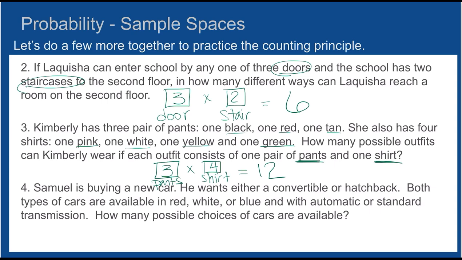Now these first 2 that we've done, we're only looking at 2 categories, right? Doors and stairs, pants and shirts. But there can be a lot of different categories, like with the Grimaldis, we had 3 categories because we had first child, middle child, youngest child. So when we look at number 4 with Sam buying his new car, we see 1 category is the body style, the convertible or the hatchback. The next category is the colors, red, white, and blue. And the last category is the transmission.